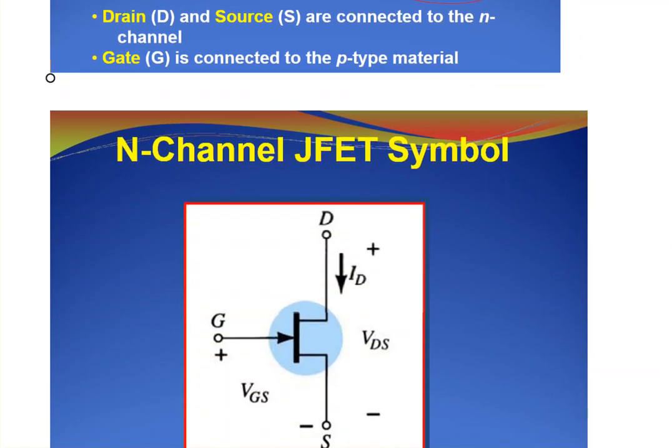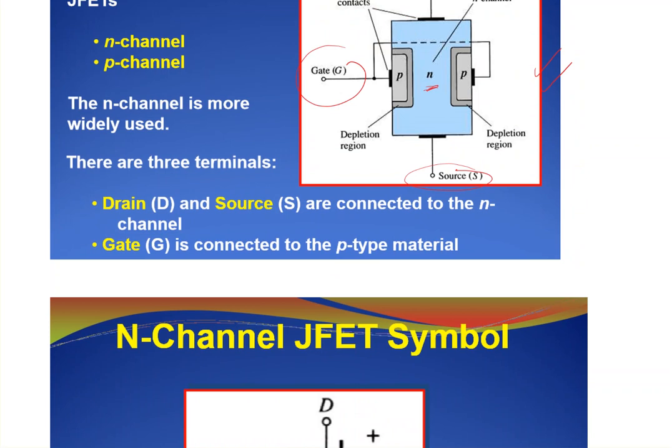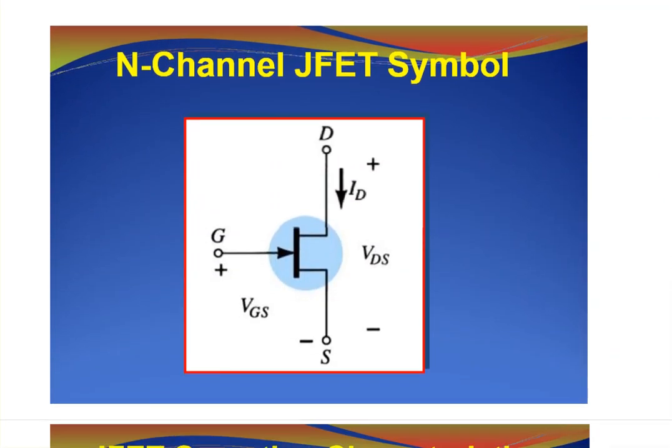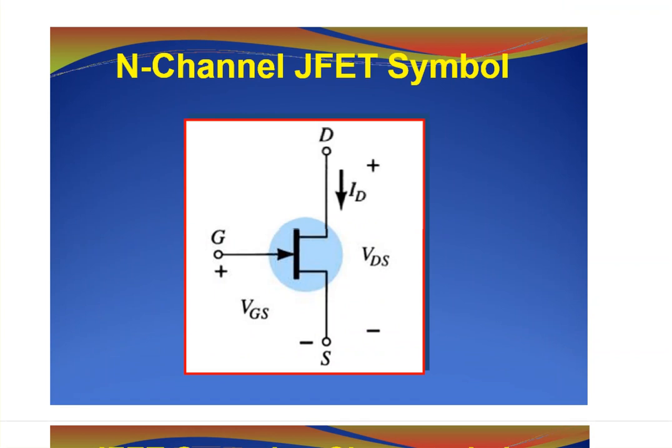The symbol for the N channel JFET, definitely we're not going to draw it always like this. Instead, this is the symbol for the JFET transistor. If you recall, our NPN bipolar junction transistor, we used to have it something like this. So this is a little bit different. Here you have just a straight line, and you have an arrow for the gate, and here you have the drain, and here you have the source.